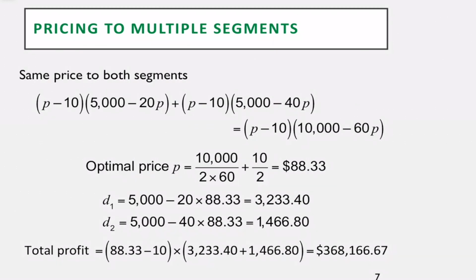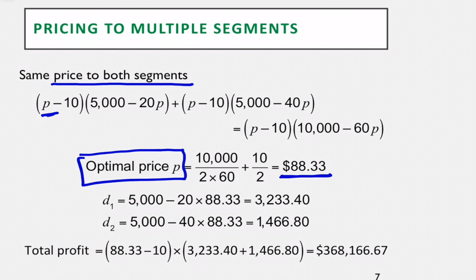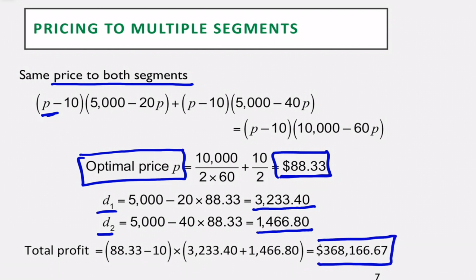$420,250. Now, if you compare this to the situation where the manufacturer charges the same price to both segments, and let's say that price is P, if we apply the formula, we find that P comes to $88.33. Using this in equations D1 and D2, we get 3233.4 and 1466.8 and a total profit of $368,166.67, which you can see is much less than the earlier number. So differential pricing helps to increase profits by more than 50,000 when you compare it to a fixed price.